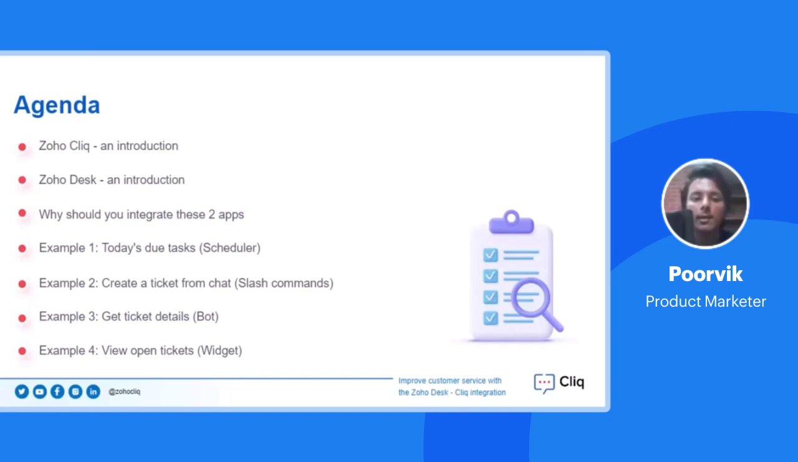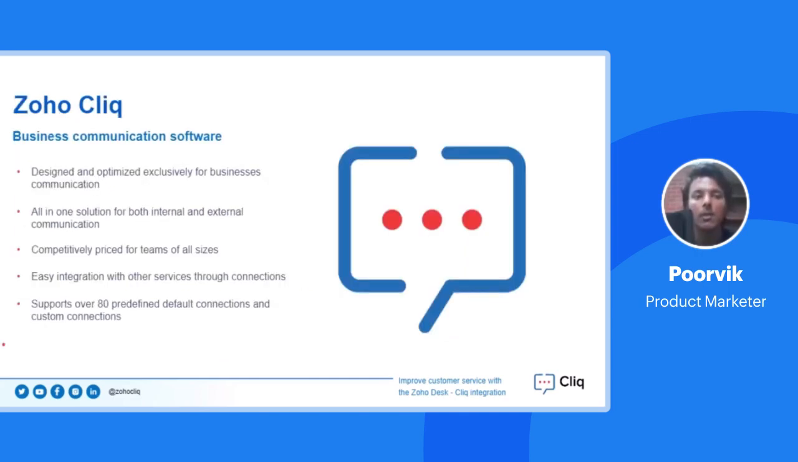Zoho Cliq is a business communication software. Since it's designed for and optimized specifically for businesses, it has various advantages over generic communication software that we use for personal use cases. For example, Cliq has channels, so multiple users can collaborate about certain topics in a single space. And there are also networks, so you can invite users from outside your organization and collaborate with them without ever having to worry about your privacy or your sensitive data being leaked.